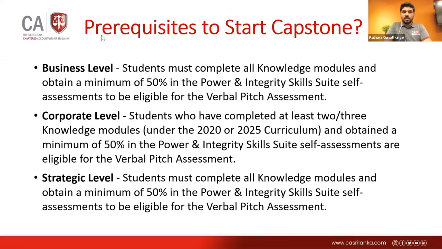So those are the prerequisites. For the business and strategic level, there are no changes actually from the original structure. So you have to complete all the core module subjects and then obtain the minimum 50% mark for the power and integrity skill suite. Then you all can attempt the verbal pitch assessment and the final capstone assessment.